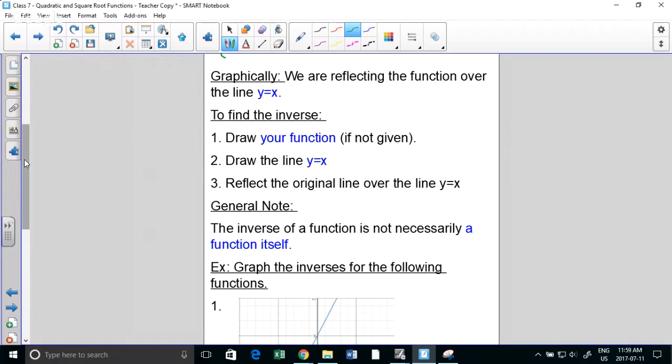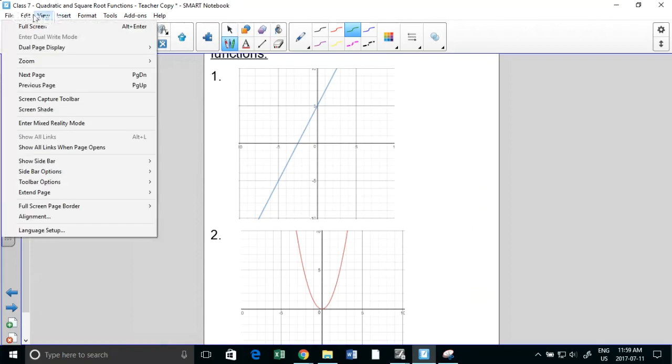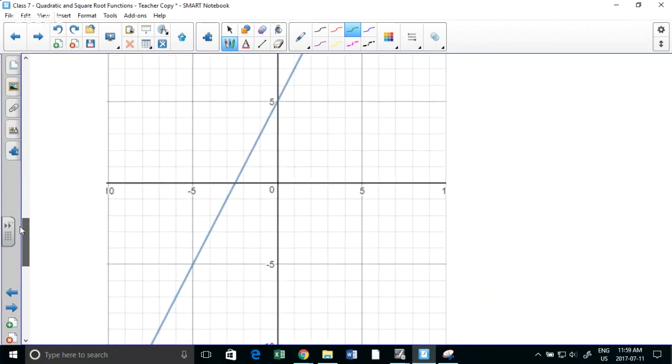We're reflecting a function. We're just going to do a couple of graphs. I'm like 95% sure that you're not going to have to do this by hand on the exam, but we're going to do it just in case. So what you are doing is reflecting over the line y equals x. Like I said, this is just to give you a visual.